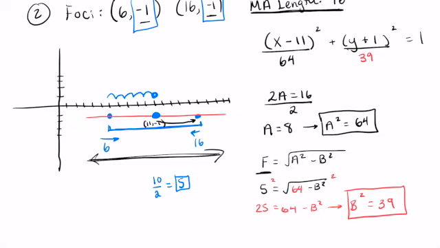So I hope this video has made you feel a little bit better in regards to finding the equation of an ellipse from the foci and the major axis length. I know that it's not the easiest thing in the world, but I hope this video made it a little bit easier for you to understand.